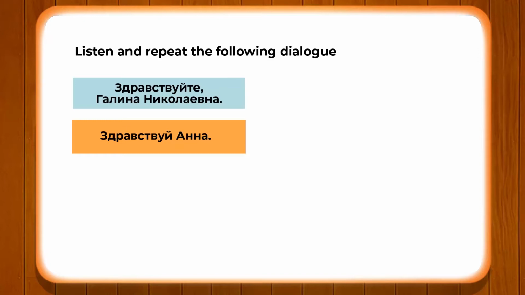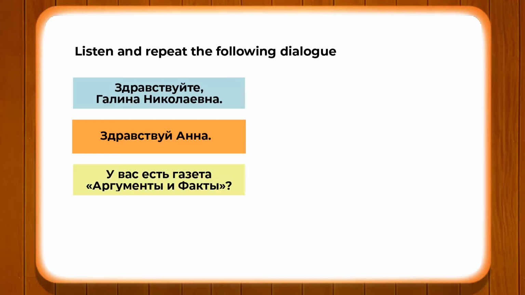So this is a very normal thing in Russian. Wherever two people are talking, if the other person is senior to you, you would say Здравствуйте, and then the senior person has the option to say either Здравствуйте or Здравствуй. However, normally in Russia you would always see that senior people, and people who are senior to you, use the informal way of communication. So the next line is: У вас есть газета, аргументы и факты?